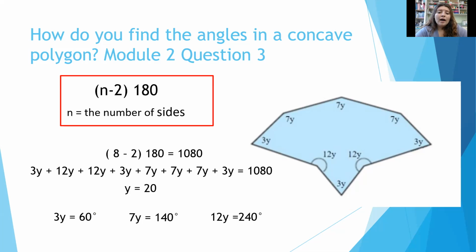So to solve for y, we are going to add up all these y's inside of here, and then we are going to divide that coefficient by 180 and find out what that y is left with. So when we do that, we get 20 for our y. Now we have to go back and plug that 20 into each of these y's to see what those measurements are. So for 3y, 3 times 20 is 60. And then for 7y, 7 times 20 is 140. And then we have 12 times 20, which is 240 degrees.